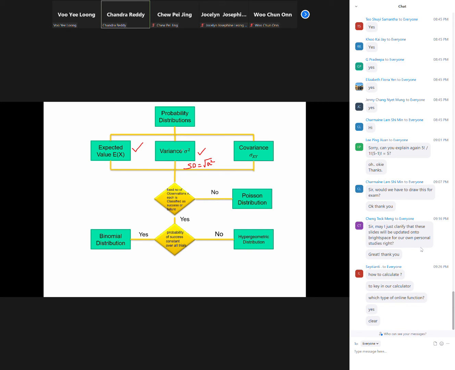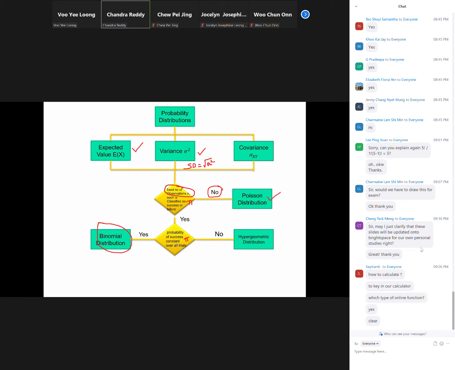Okay, so if you have a fixed number of observations n, and for each observation you know the probability pi, then you also know the probability of success is constant for all observations. Then we go for the binomial distribution. If this scenario doesn't exist, you don't have a fixed number of observations and you don't have the probability of success or failure, then we go for the Poisson distribution.